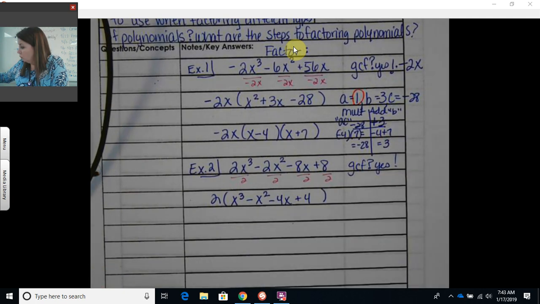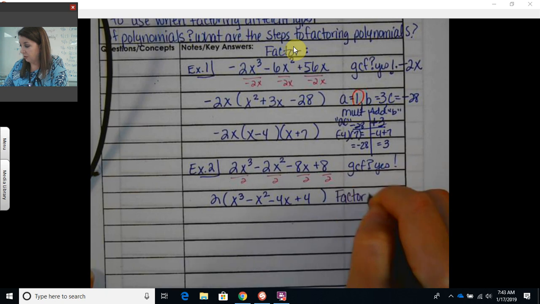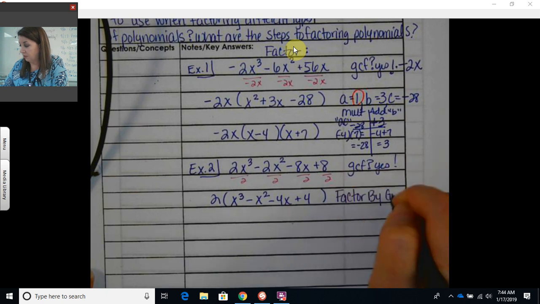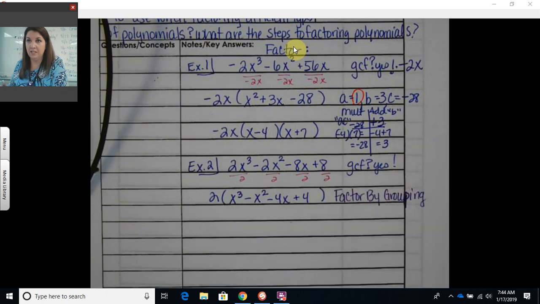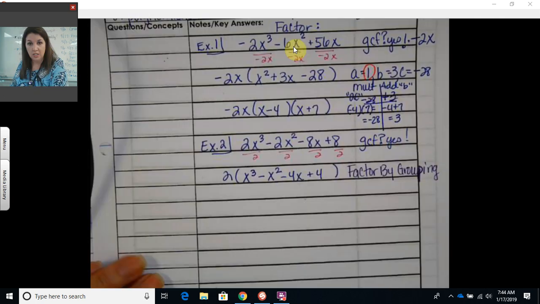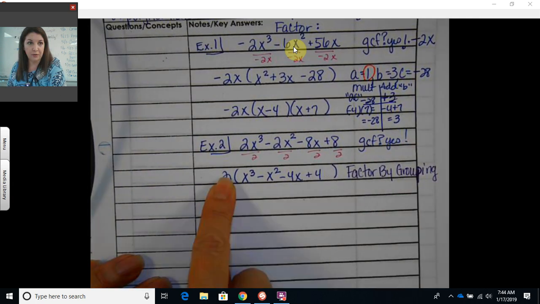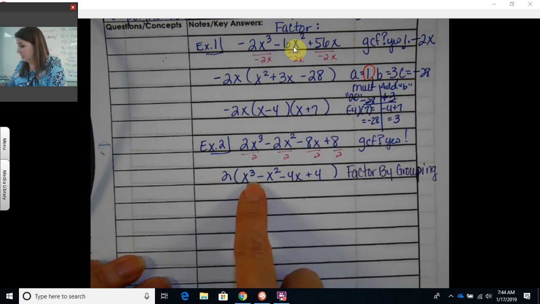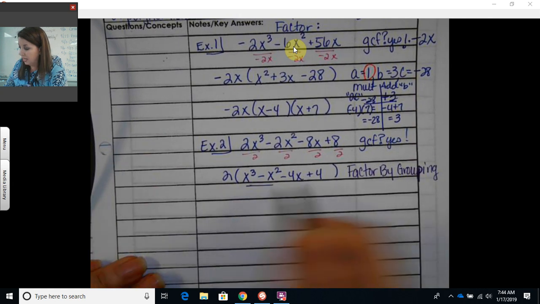When you see 4 terms, think factor by grouping. And some of you may have learned factoring this way from a quadratic. So what you do is, we're not worried about the GCF, okay? That's still going to be on the outside of the parentheses. I'm only talking about the 4 terms inside parentheses. You want to group your first 2 terms together, and you want to group your last 2 terms together.